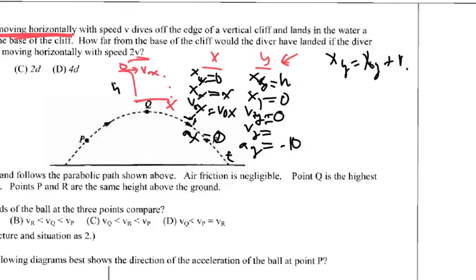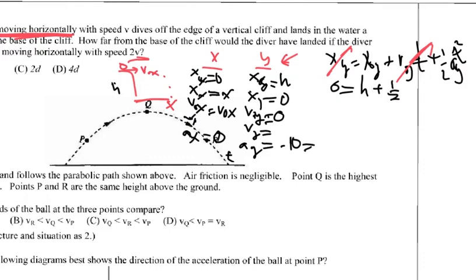I know that y is 0 and v naught y is 0, so those two terms go away, and I end up with 0 equals h plus 1/2, and I'm going to actually leave this -10 as g, t squared, and the g just stands for acceleration due to gravity. I do a little bit of algebra and solve for t, and I end up with t is equal to the square root of -2h over g.